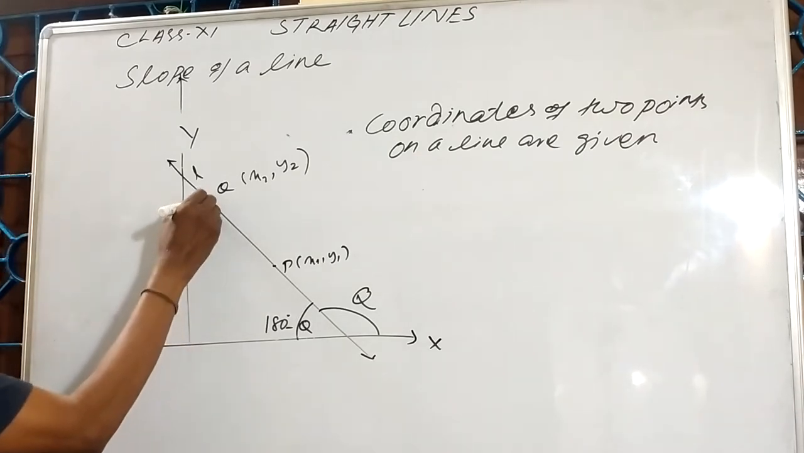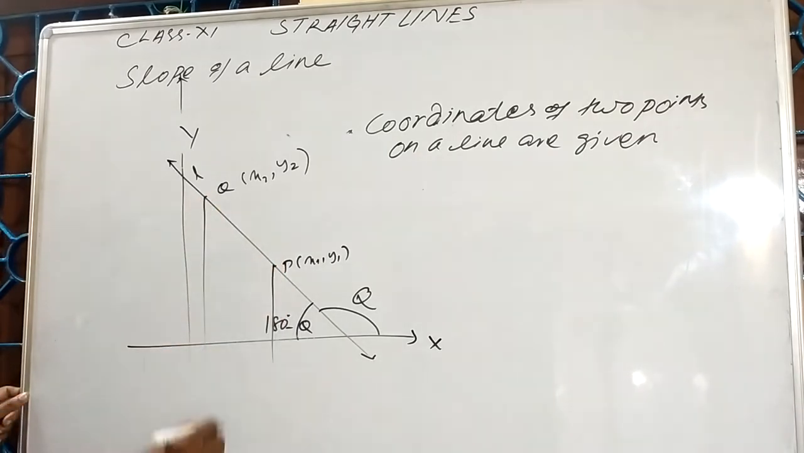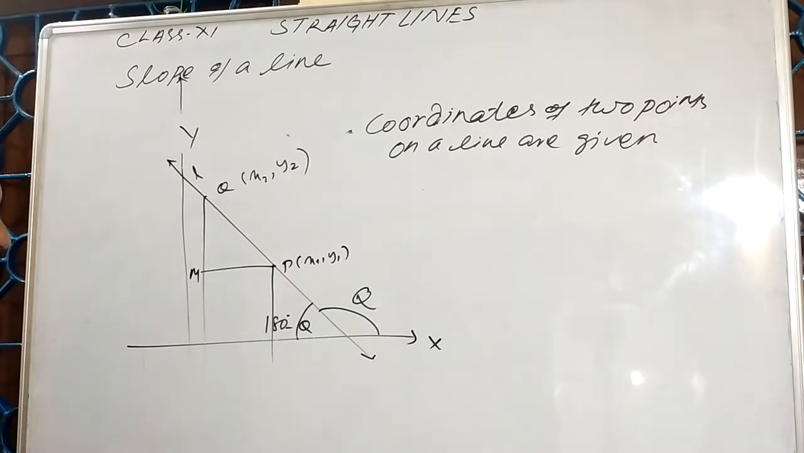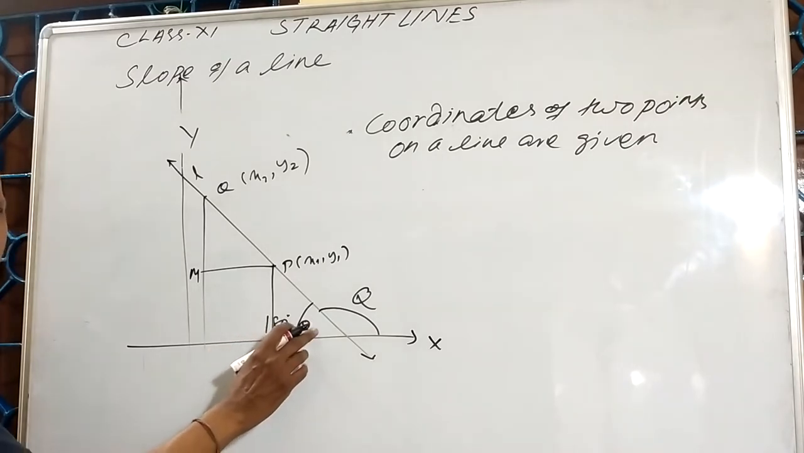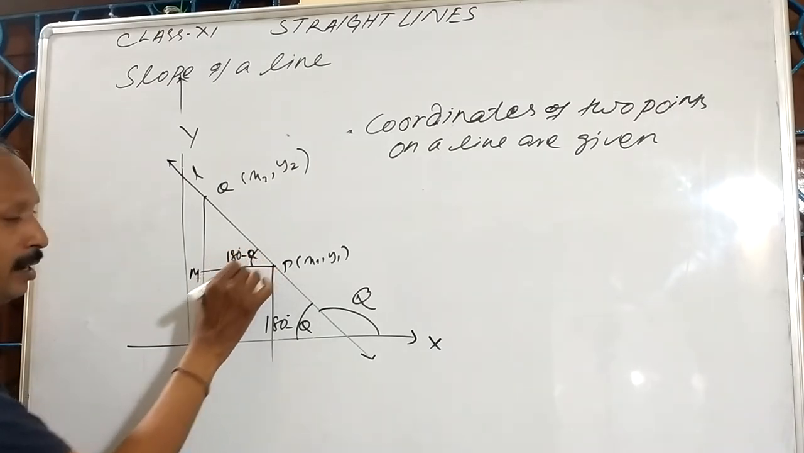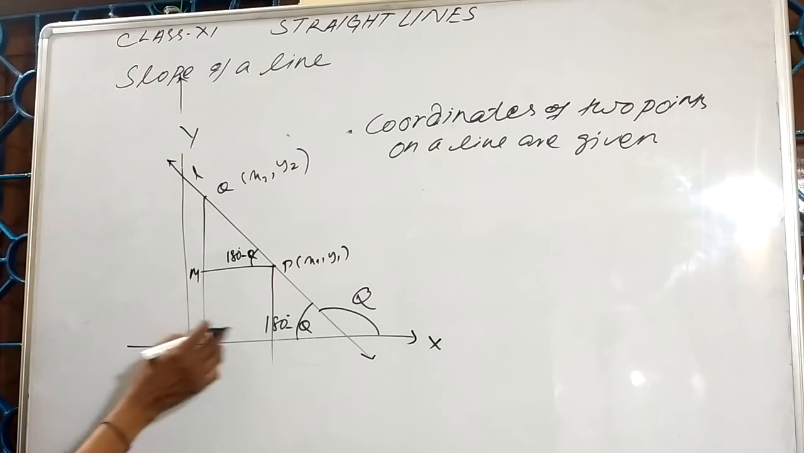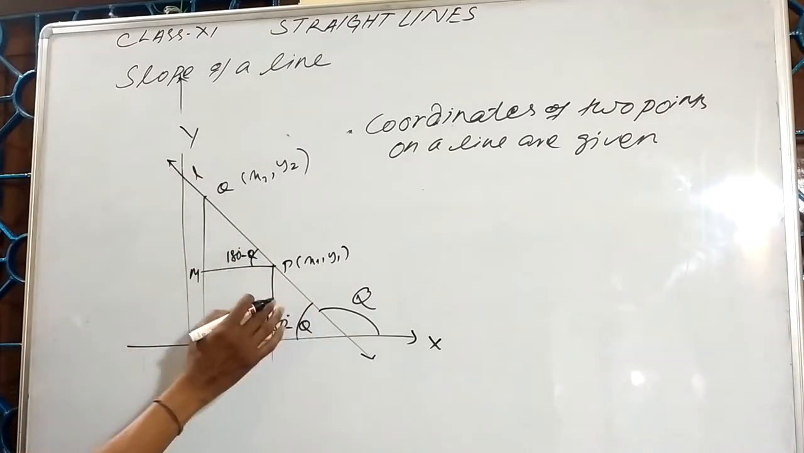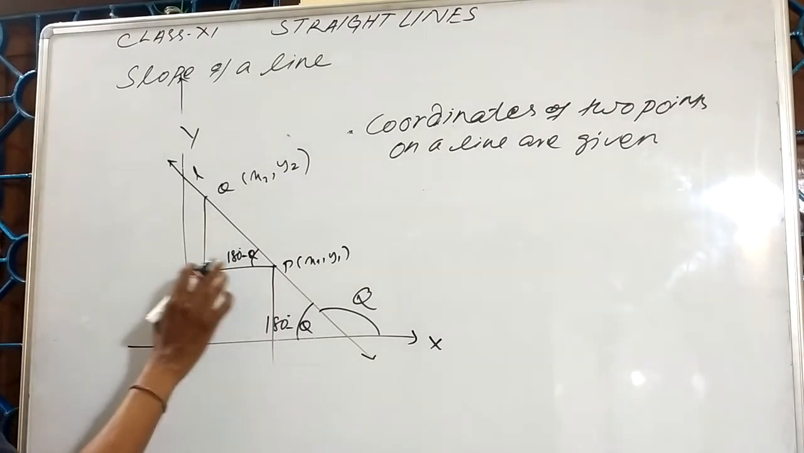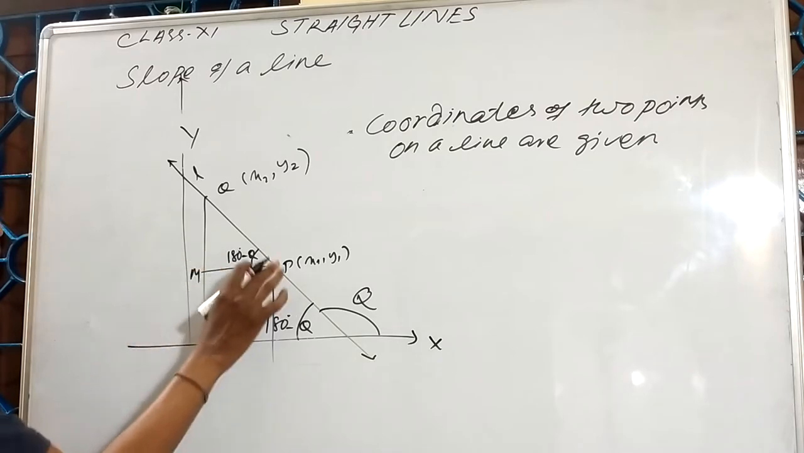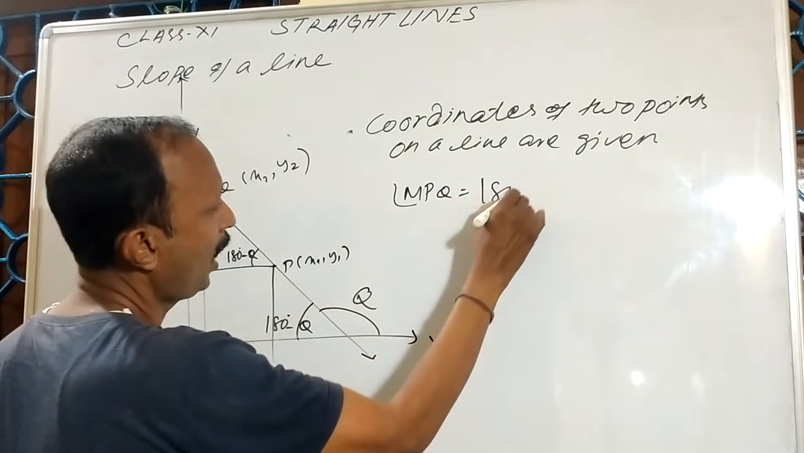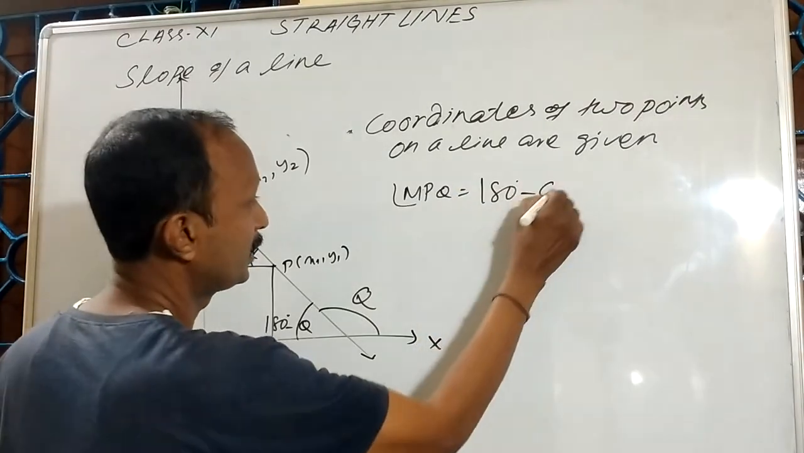Now, from this point I am drawing the perpendicular. Here also perpendicular. Here also I am drawing the perpendicular like the previous case. Clear? This angle is 180 degree minus theta. Ultimately, this angle will be 180 degree minus theta because these two lines are parallel lines and this is the transversal. So, corresponding angles are equal. So, in the triangle PMQ, angle MPQ is equal to 180 degree minus theta.